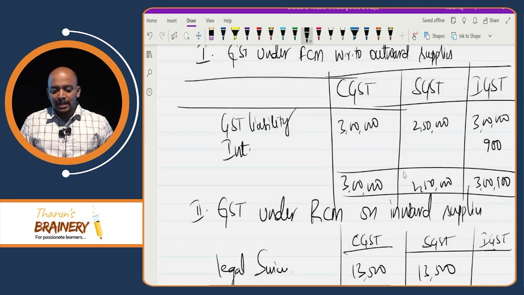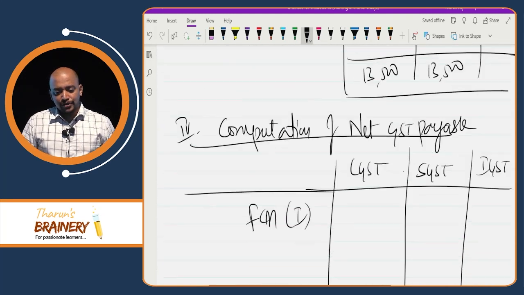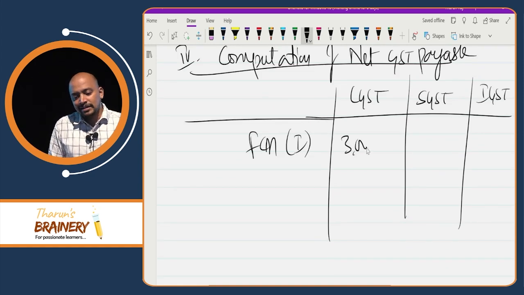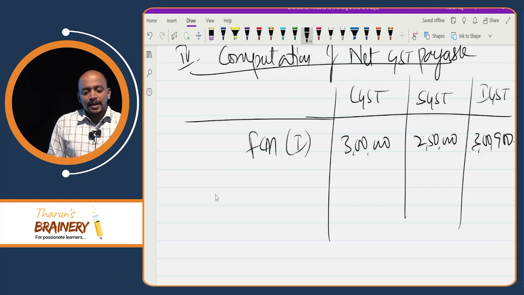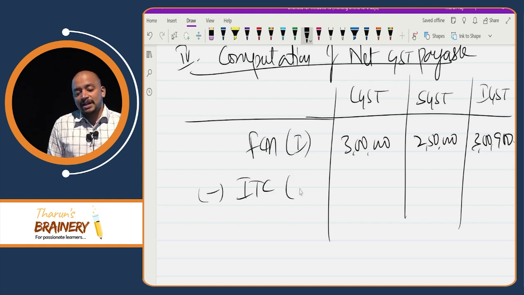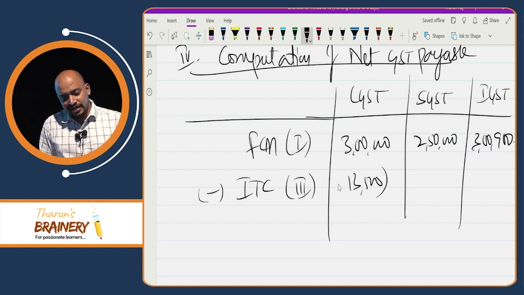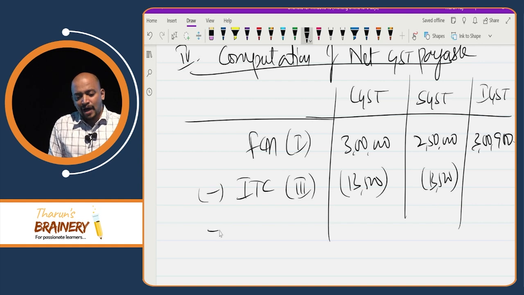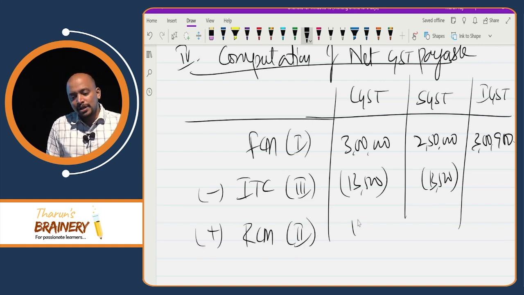Already we did the total. 3 lakhs, 2 lakh 50,000 and 3 lakh 900. Then minus statement 2. Statement 2 or statement 3? Statement 3, ITC. So what is the ITC? 13,500, 13,500. So then we need to add RCM liability, that is statement number 2, 13,500, 13,500.